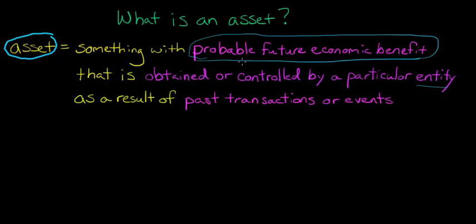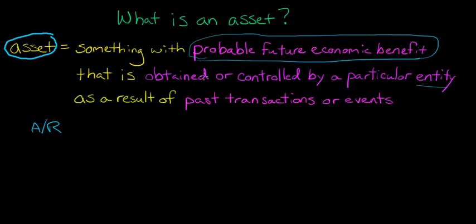Notice that it doesn't even have to be certain future economic benefit. So let me give some examples here. For example, one type of asset is accounts receivable. So that's money that is owed to you. You made a sale, the people didn't pay cash, and you're waiting to receive payment.